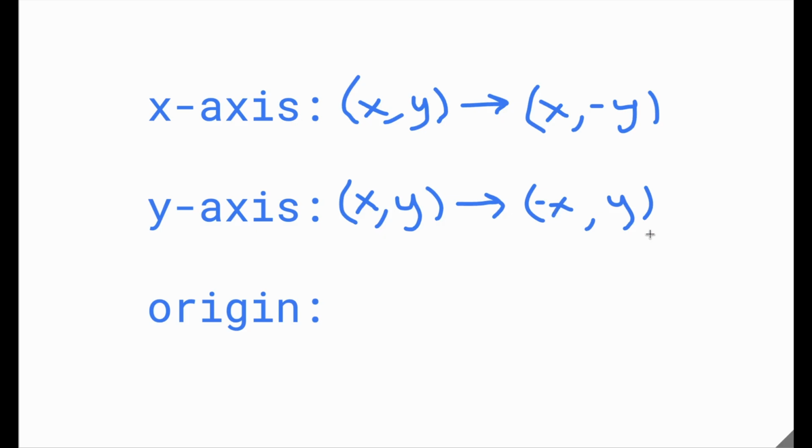Now, when we're reflecting something about the origin, we are essentially rotating it a full 180 degrees, and we are changing the coordinates of both its x and y components. So instead of just changing x or y, we'd go from the coordinate (x, y) to the coordinate (-x, -y), which would look something like this. Now, let's get into some examples where we can apply this in different situations.